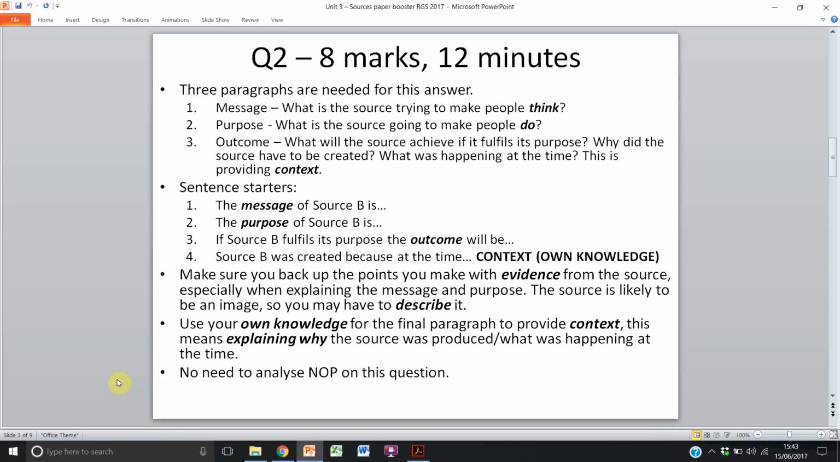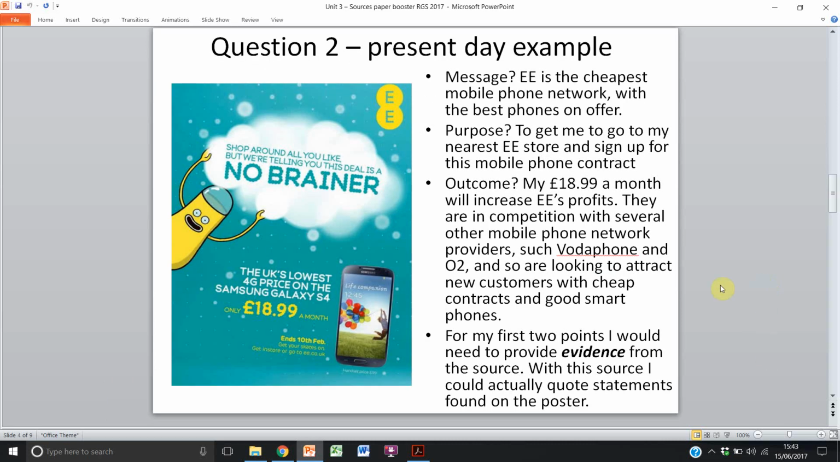Now I'm going to give you an example now using a modern day source, and this is one I've referred to previously. It's this EE advert. Okay. So first of all, what's the message of this poster?